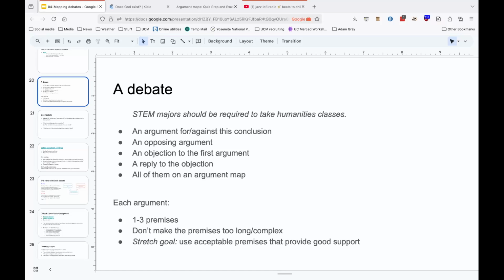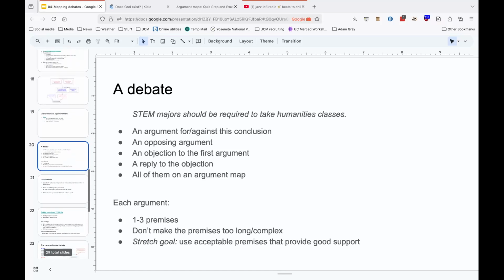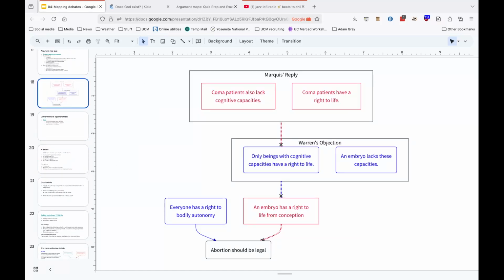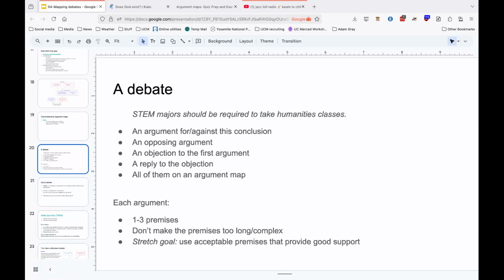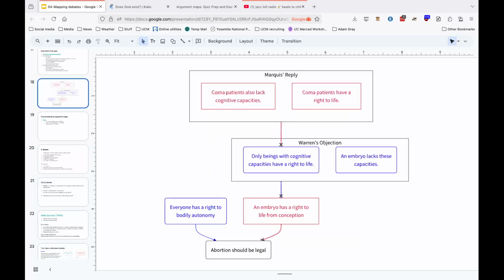Then an opposing argument, an objection to that first argument, a reply to the objection, and put all of this on an argument map. So you should end up with something roughly as complex as this for the abortion debate, but with your group's particular arguments. For each argument, we don't want them to be super complicated. Keep them about 1 to 3 premises. Don't make the individual premises too long or complex. So I gave the example of Warren, who had this long list of criteria that I bundled together and just called cognitive capacities. You can do something similar.